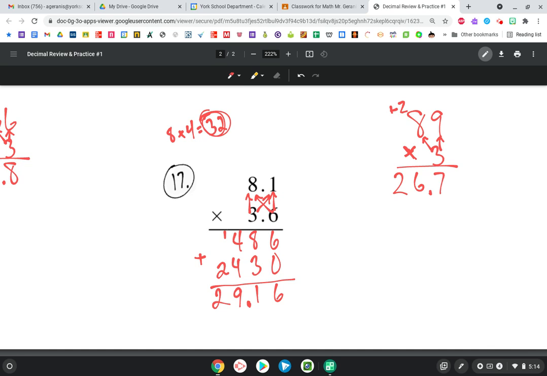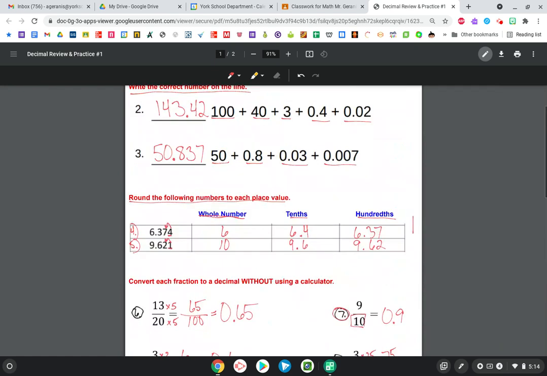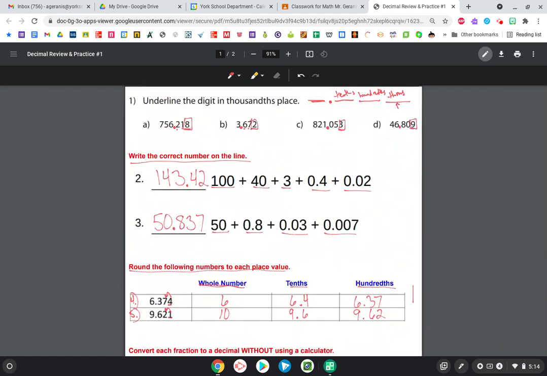Today we practice more problems just like these. Let me know if you need help. Let's get to work.